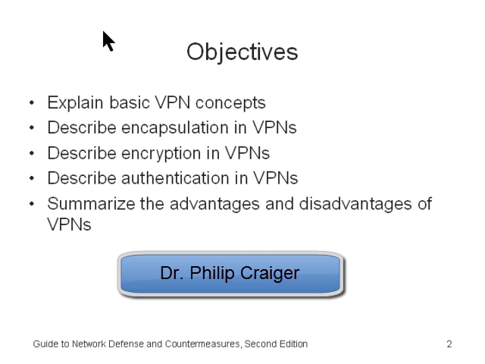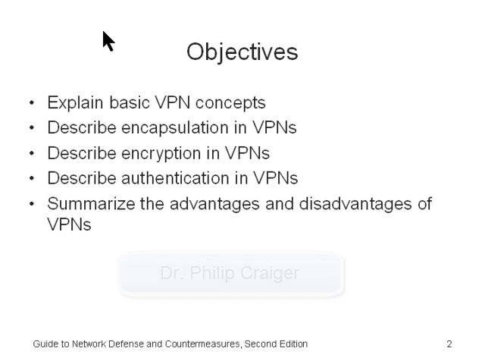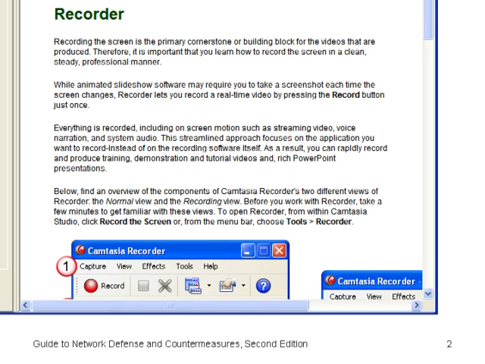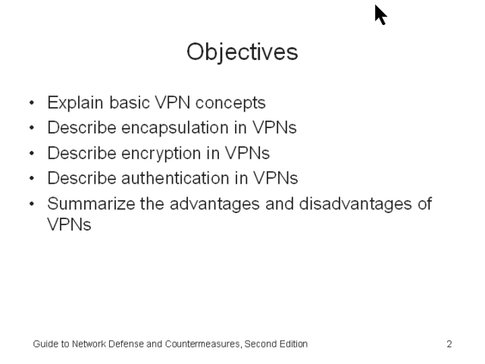Okay, today we will discuss virtual private networks, and specifically our objectives for today are to explain the basic concepts behind virtual private networks and describe some of the more technical capabilities behind them, including encapsulation and encryption, authentication, something called ESP, something called layer 2 tunneling protocol, point-to-point tunneling protocol, IPSec, internet key exchange, and lots of other goodies.